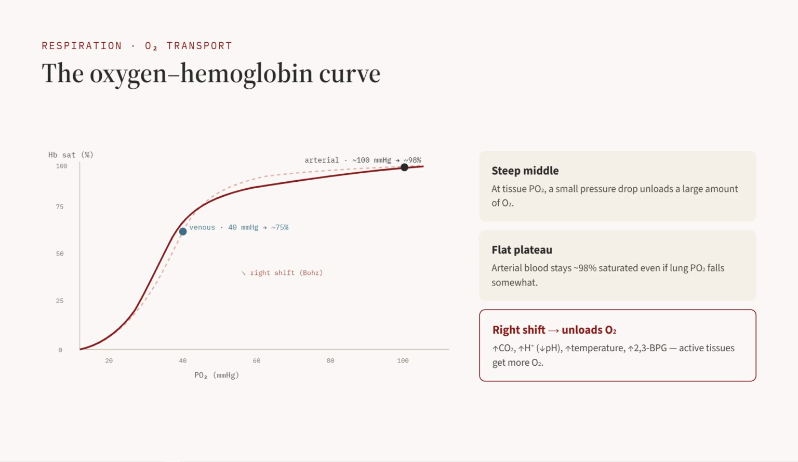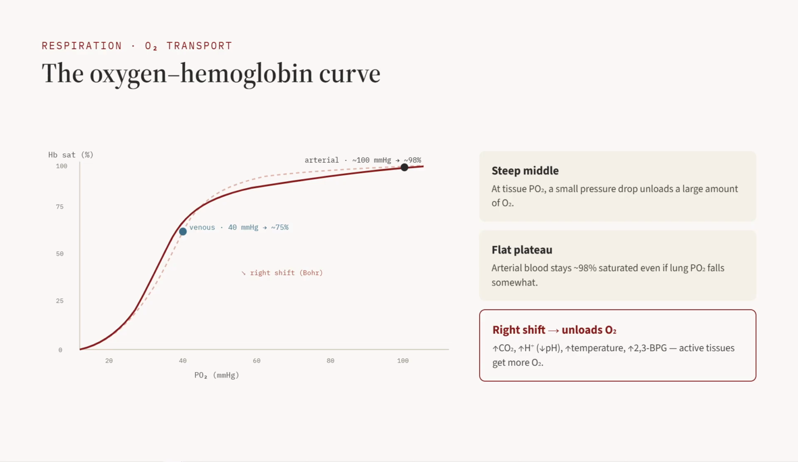This is one of the most important graphs in physiology, the oxygen-hemoglobin dissociation curve. It plots how saturated hemoglobin is against the oxygen pressure around it, and its S shape is the whole story. The plateau at the top means that in the lungs, hemoglobin stays almost fully saturated, around 98%, even if oxygen pressure dips a bit. That's a safety margin. The steep middle section means that at the tissues where pressure is lower, a small drop unloads a large amount of oxygen right where it's needed, and the curve can shift.